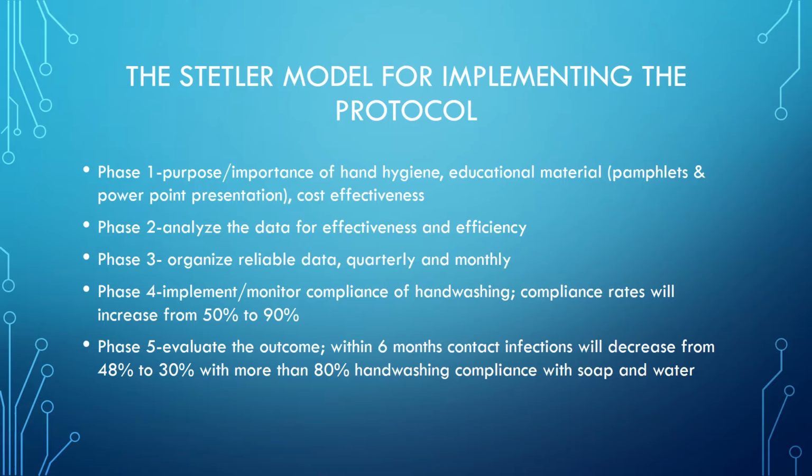Meetings were held monthly and quarterly for the staff. In Phase 4, implementation and monitoring the compliance of hand washing, and the compliance rates will increase from 50% to 90%. Phase 5, evaluating the outcome. Within 6 months, contact infections will decrease from 48% to 30%, with more than 80% hand washing compliance with soap and water.